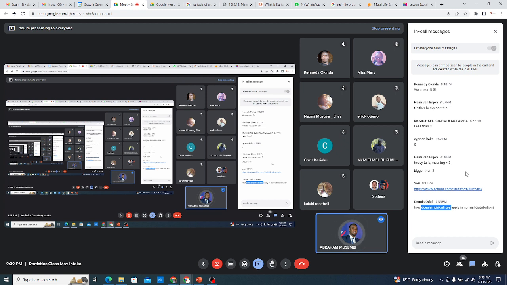68% of your data values fall within one standard deviation, 95% within two standard deviations, then 99.7% within three standard deviations. But you can study about this, and then we come and brainstorm about this. Just go and research more about this, and then we'll brainstorm together in this class.